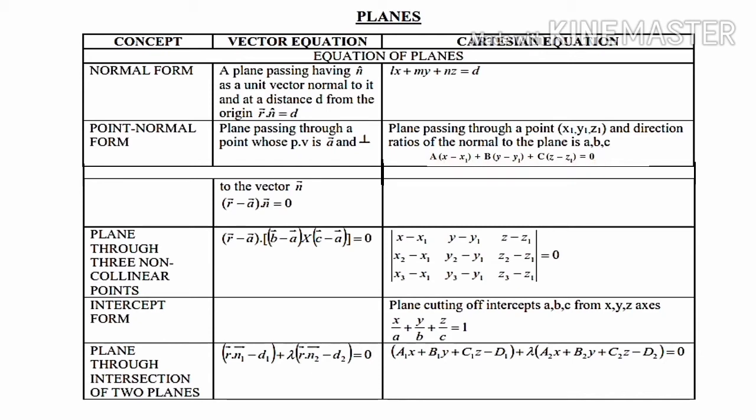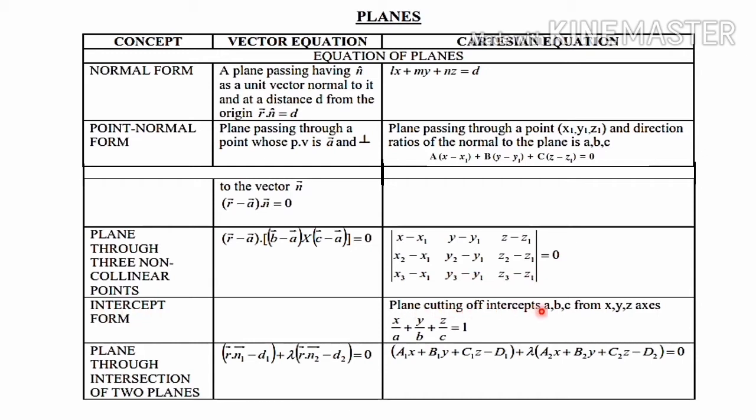Next one, equation of a plane passing through three non-collinear points. The vector form is vector r minus vector a dot vector b minus vector a cross vector c minus vector a equal to 0. And the Cartesian form is determinant x minus x1, y minus y1, z minus z1, x2 minus x1, y2 minus y1, z2 minus z1, x3 minus x1, y3 minus y1, z3 minus z1 is equal to 0. Next is intercept form.